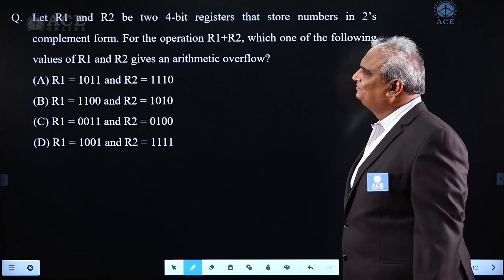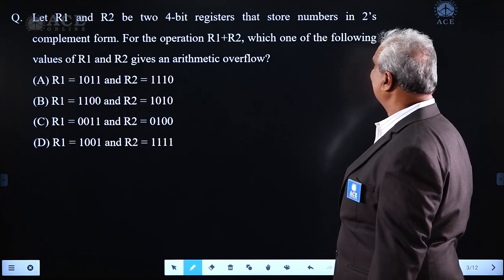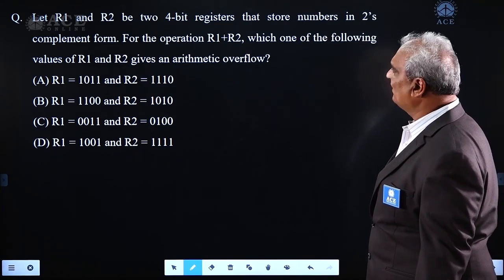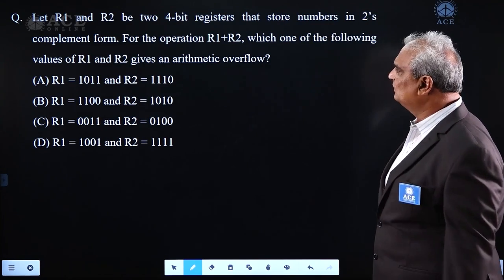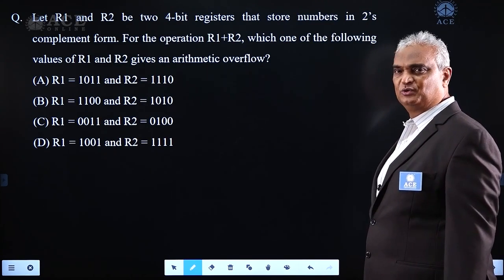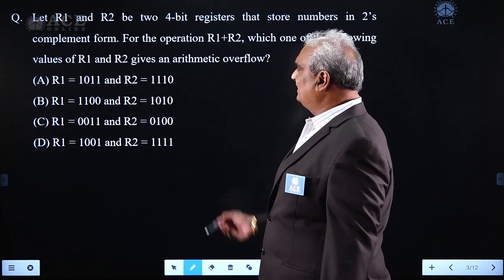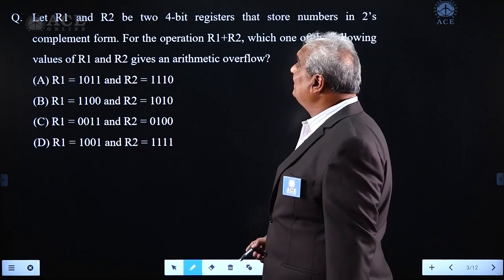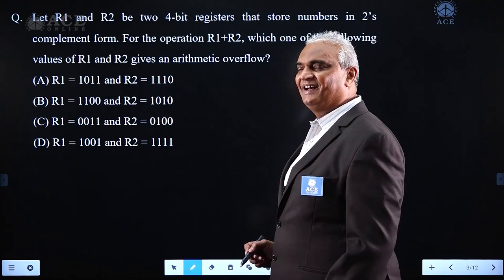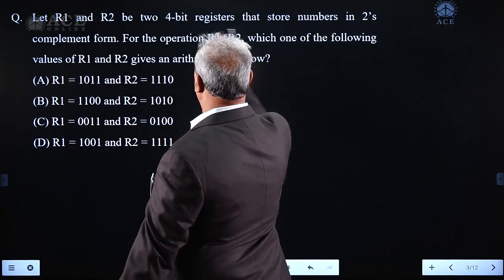What's the question? Let R1 and R2 be two 4-bit registers that store numbers in 2's complement form. For the operation R1 plus R2, which one of the following values of R1 and R2 gives an arithmetic overflow? It is an arithmetic overflow question. Here R1 and R2 contents are mentioned, and the data are represented in 2's complement notation. Now, what about the size of the data? 4-bit.